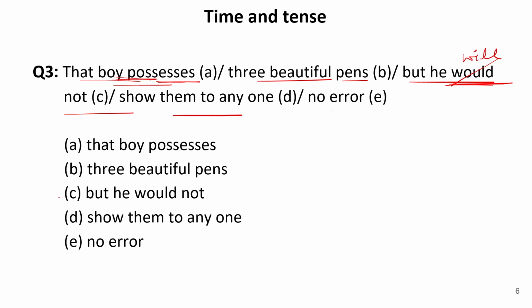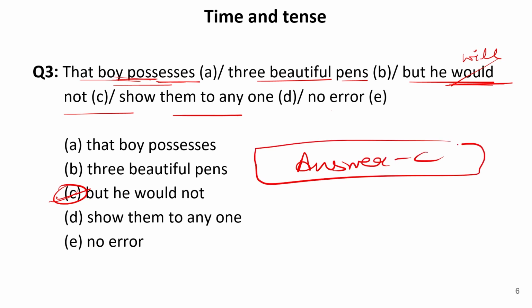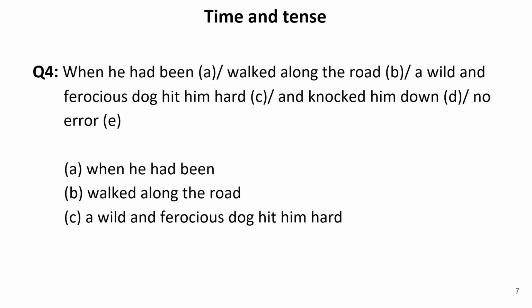Therefore, the error is in part C. So, our answer is C. That is, the correct sentence will be, that boy possesses 3 beautiful pens, but he will not show them to anyone. So, this will be the correct sequence according to the sequence of conditional sentences and according to the use of modals with the help of verbs or tenses in the sentence. Now, let us move to the next one.